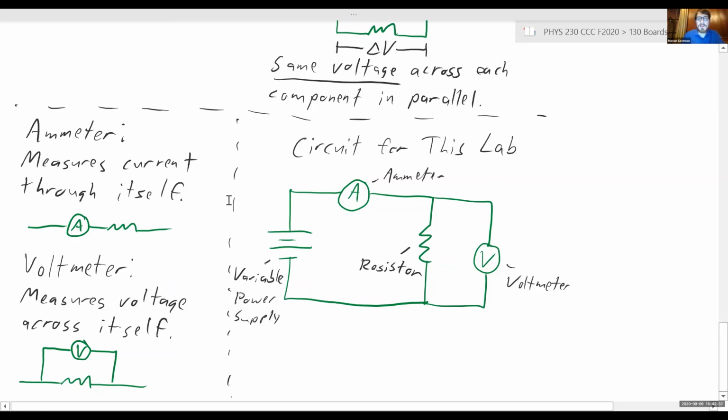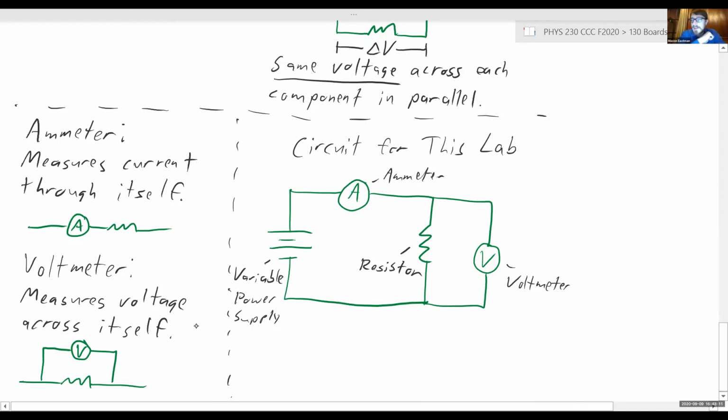A voltmeter works somewhat differently. A voltmeter also has two leads, but instead of measuring anything passing through those two leads, a voltmeter measures the voltage across those two leads. And therefore, what it's actually measuring is the voltage across itself. And so if you want to use a voltmeter to measure the voltage across a certain device, you want to place that voltmeter in parallel across that device.